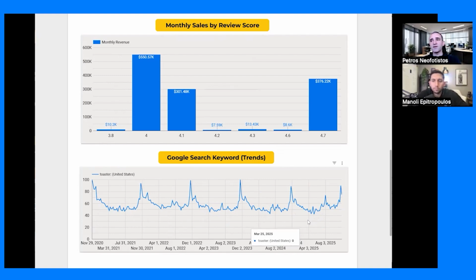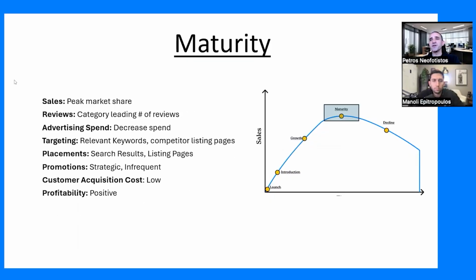And if you have a portfolio of 10 products, it's important to see which of these products actually can justify an investment and which of these products maybe we don't invest in very much. That's really the difference between a growth phase and a maturity/decline phase. So let's switch back to our PowerPoint presentation here and talk about maturity.